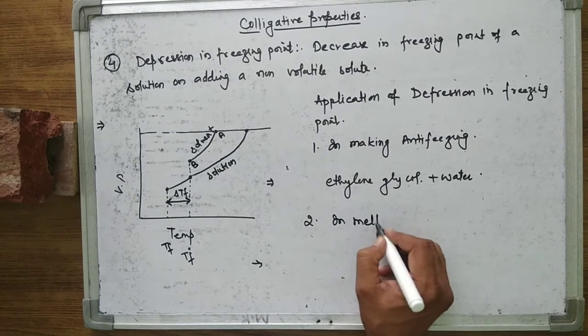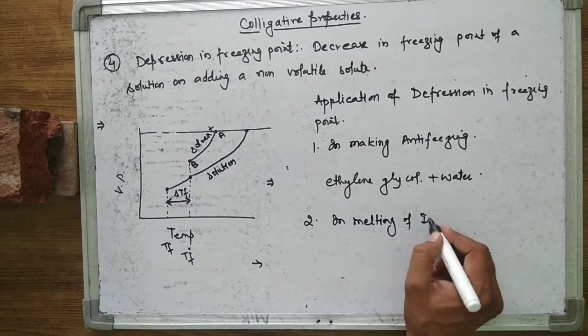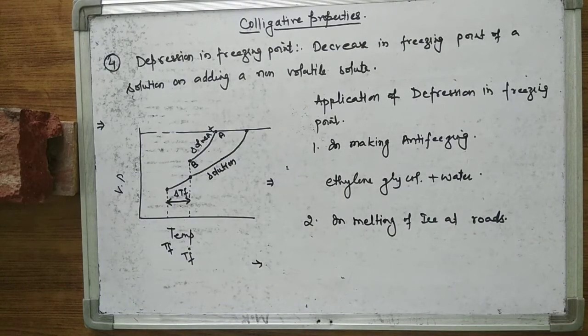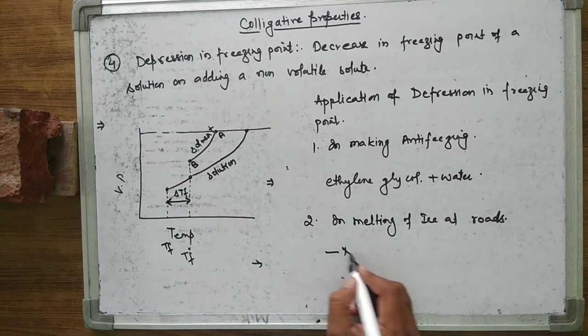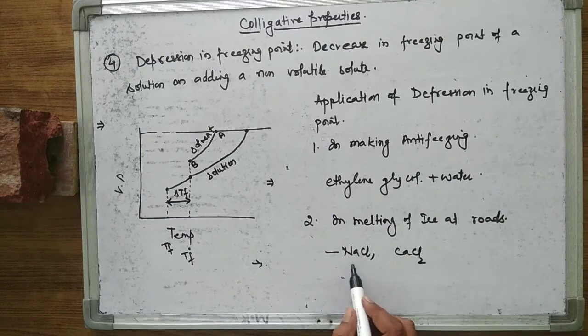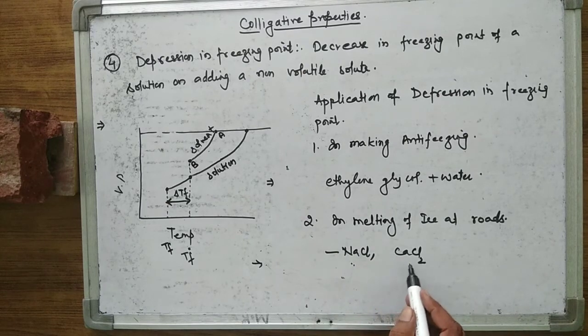The second application is in melting of ice on roads. When heavy snowfall takes place, the roads in the Jammu and Kashmir areas are blocked. So how are these opened? These are opened by sprinkling or throwing solid sodium chloride or calcium chloride powder. That acts as a non-volatile solute, and it decreases the freezing point, so the ice melts at that temperature and the roads are cleared.